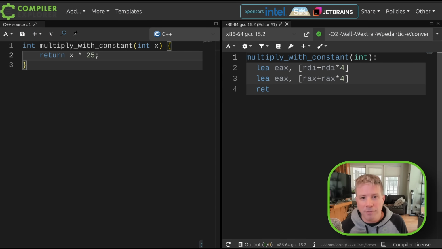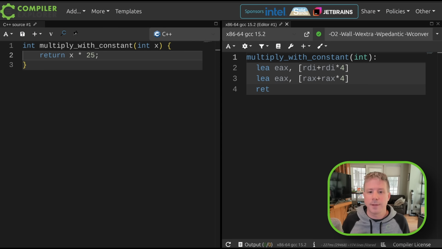Let's pick 25 out of nowhere. 25 apparently, so let's work this one out. That first line is RDI plus RDI times 4. That is multiplying by 5, and then, oh, it's doing the same again. So we're multiplying by 5, and then we're multiplying by 5 again, without actually using a multiply, using adds and shifts, which is what was going on inside that LEA instruction.